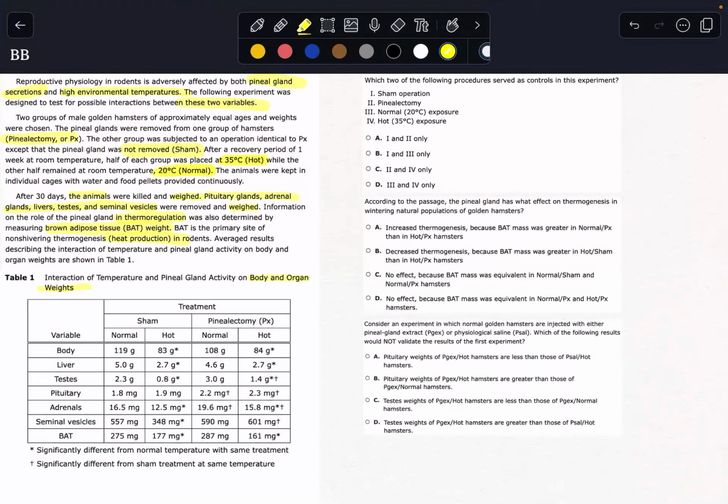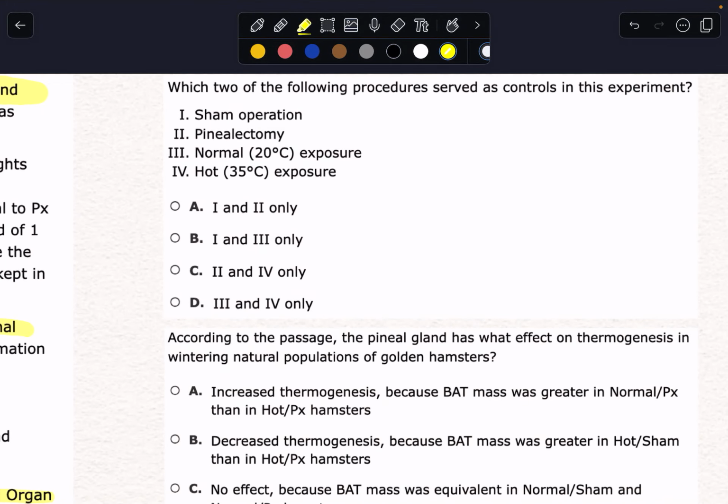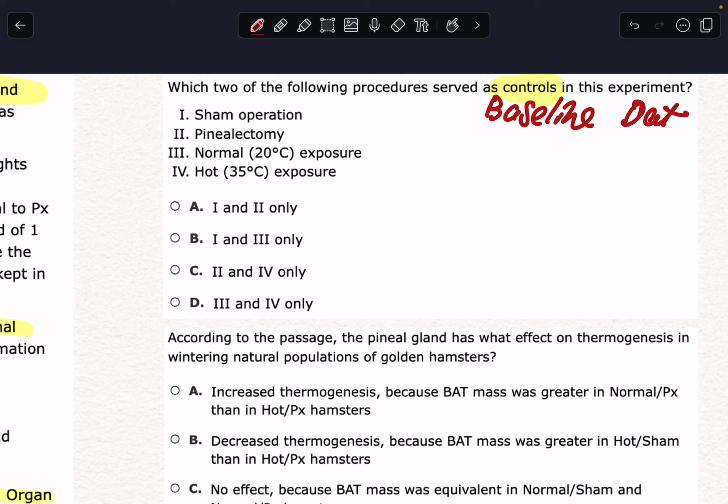So let's do the first one. First one says, which two of the following procedures served as controls in this experiment, okay? So you do need to have some background knowledge about what is control. What is a control in an experiment, right? So in my head, I always think control is basically some baseline data, okay?